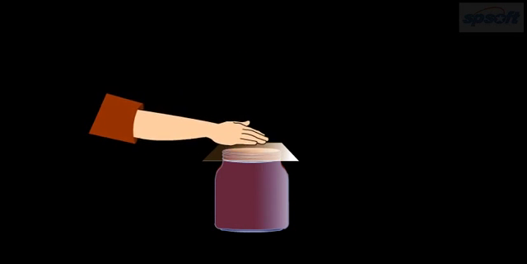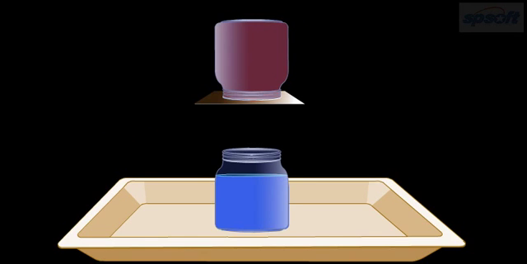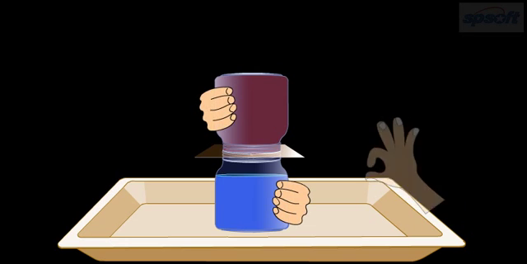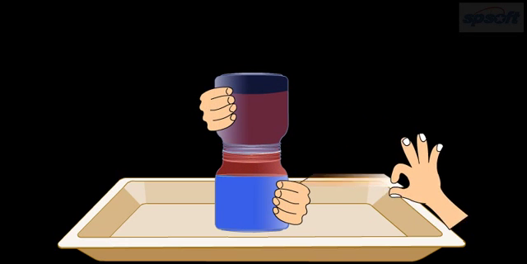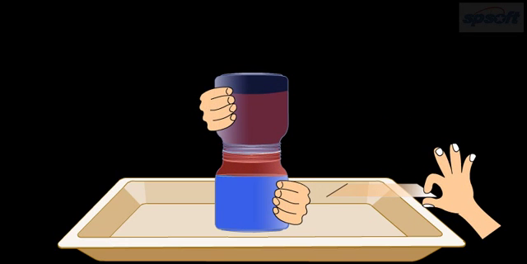Again, prepare blue colored cold water in one jar and red colored hot water in the other jar. And put the card on top of the jar with the red colored hot water. Turn the red jar upside down and put it on top of the blue jar. Slowly pull out the card. You will see that the red colored hot water is floating on the top of the blue colored cold water.